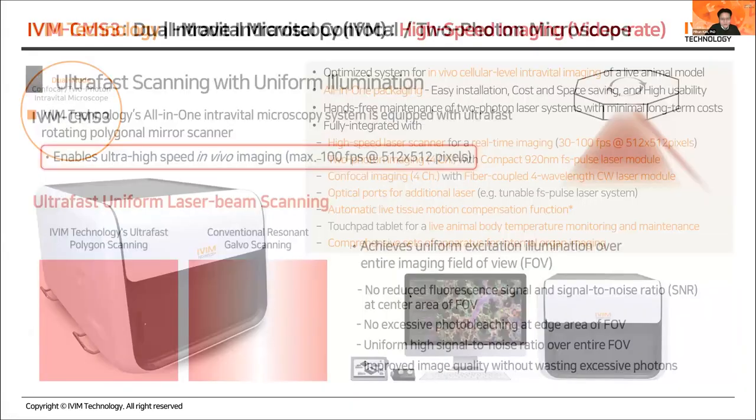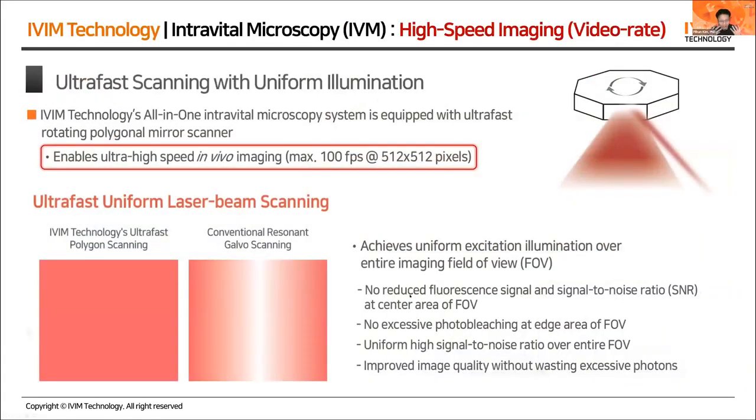Okay, so now, this is how we implement ultra fast laser scanning. We use a rotating polygon scanner instead of the conventional resonant galvano scanners. This polygon enables ultra high speed, up to 100 frames per second with 512 by 512 pixels. It also provides an additional advantage over conventional galvano scanners because it provides uniform excitation illumination over the entire field of view.